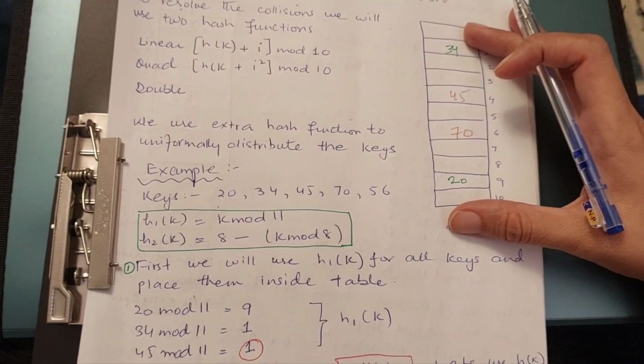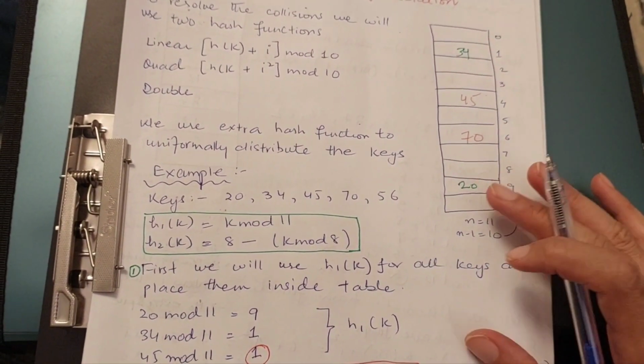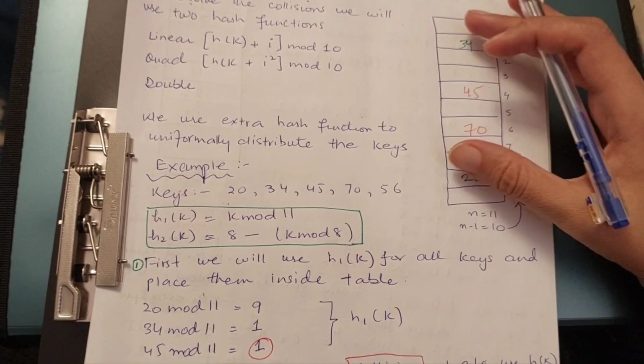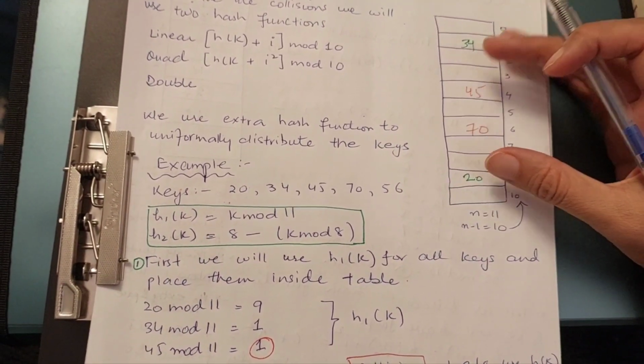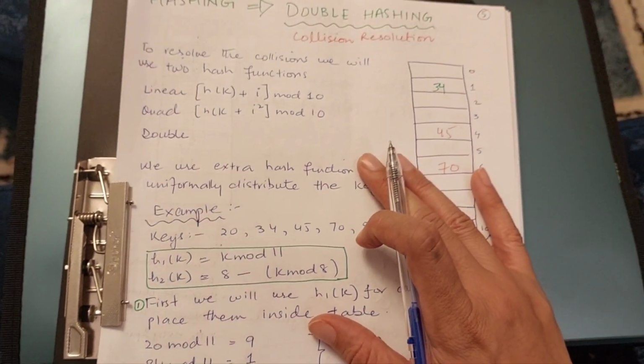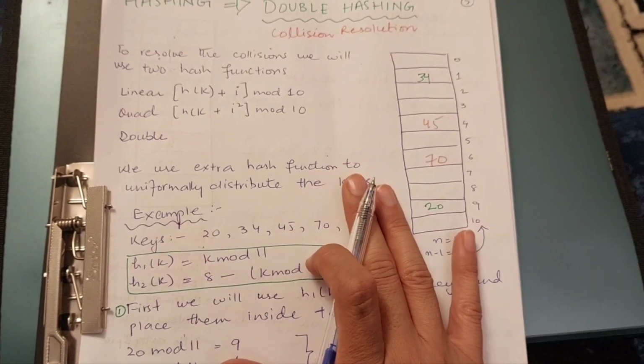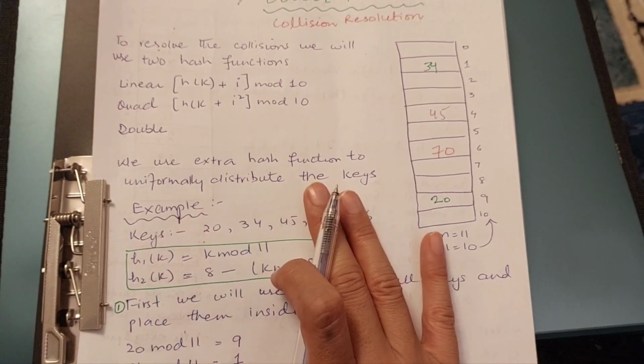By now you can see that the keys are very uniformly distributed. You do not see any type of clustering, where the data entries are getting into clusters. So this is the main point that I told you in the beginning, that with the help of this double hash function, we are actually able to uniformly distribute the keys.